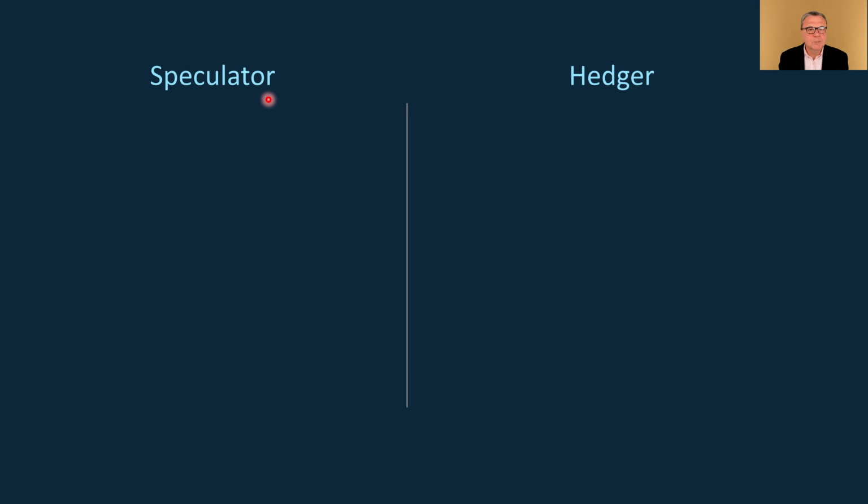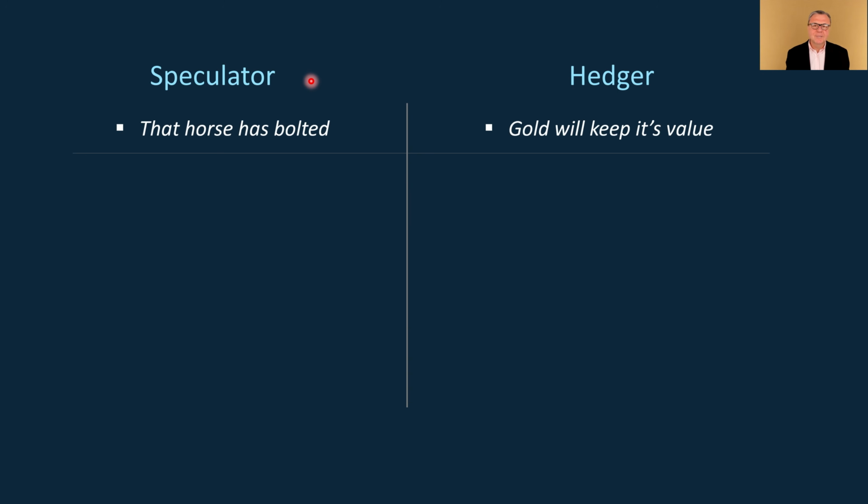I can always tell whether someone's buying gold as a hedger or whether they're buying into an investment theme for a growth asset in terms of the language that they use. They'll say something like, oh, that horse is bolted, or that gold has a long way to go, as opposed to a hedger, who will say something like, gold will keep its value when my other assets fall in a crisis. This is a different way of thinking about the problem and a different positioning in your portfolio.